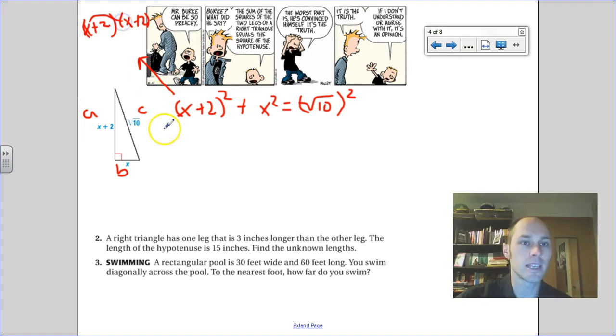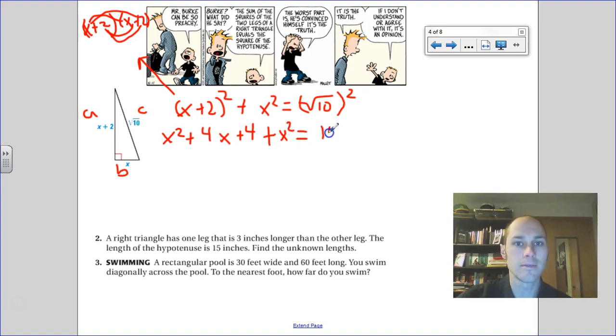So x times x is x squared. X times 2 is 2x. And 2 times x is another 2x, that's plus 4x. And then 2 times 2 is 4. And then plus another x squared. And square root of 10 squared is 10. Now I combine like terms. X squared and x squared is 2x squared plus 4x plus 4 equals 10.